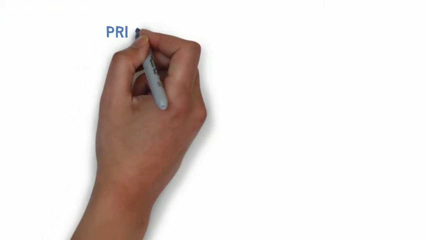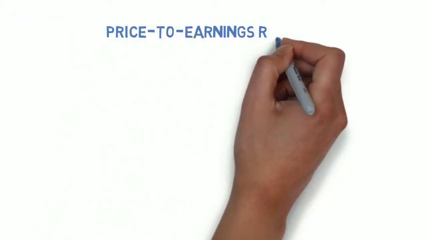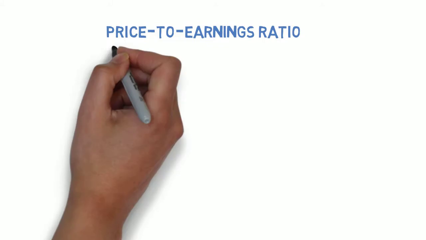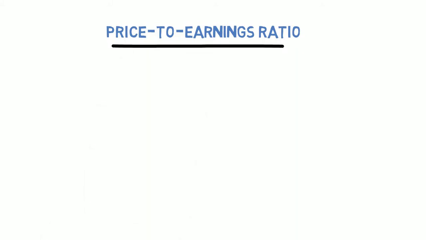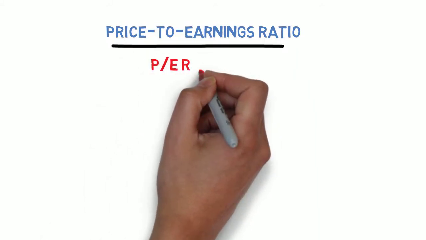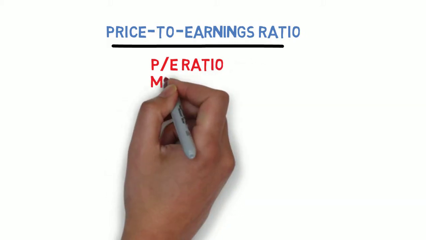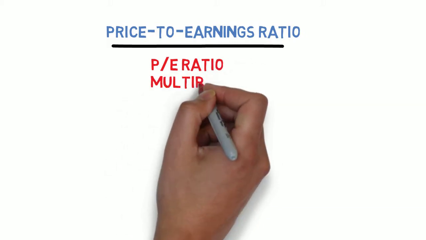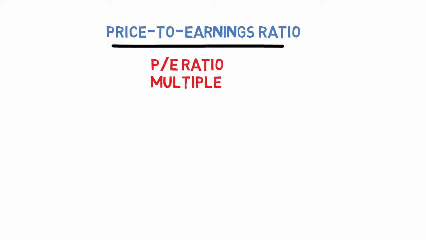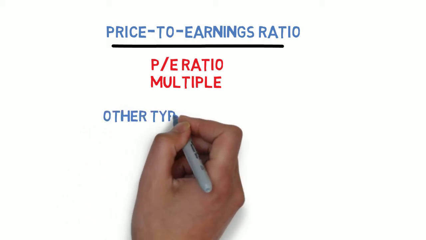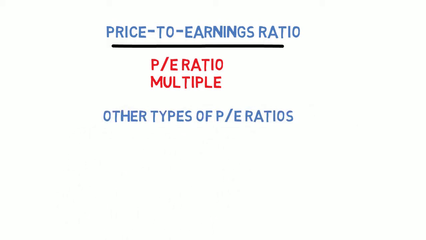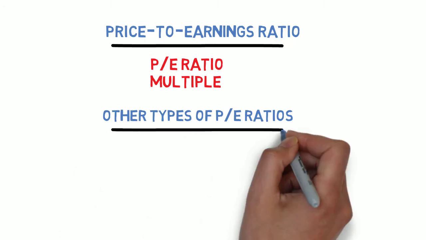Let's get started. So what exactly is the price to earnings ratio? Well, first, I think it will help us to identify what names it goes by so you'll know exactly when you see it. The first one is the PE ratio, but it can also be known as the multiple of a stock. The price to earnings ratio also goes by other names, which can be other types of PE ratios.